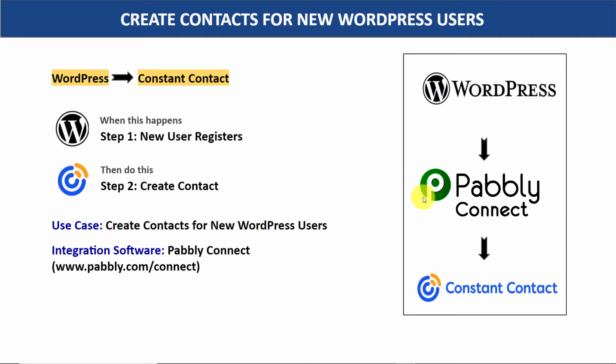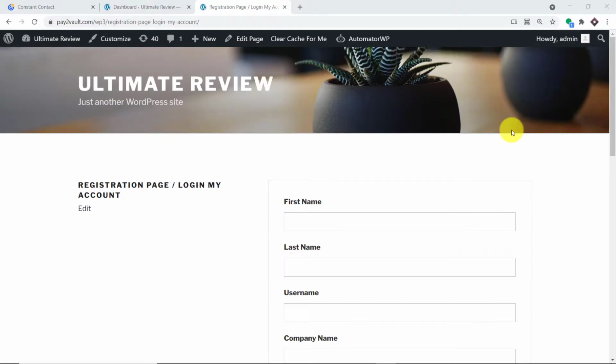So in this video, we will be using Pabbly Connect to integrate WordPress and Constant Contact. The best part of using Pabbly Connect is there is no need for coding skills or programming knowledge. It can be done easily. Let me show you on my screen. Okay, so we will begin with a small example.